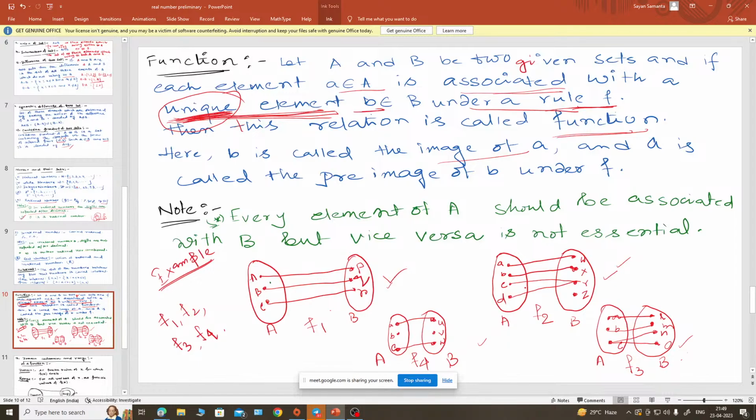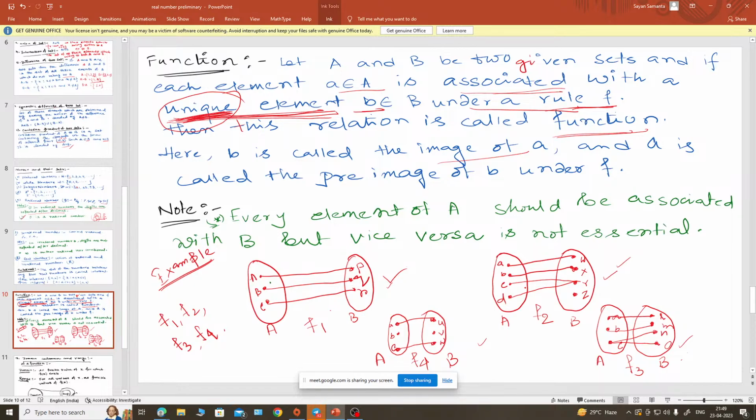F1, F2, F3, F4, this is the most important part. Function is the most important part of real analysis, so it is most important.